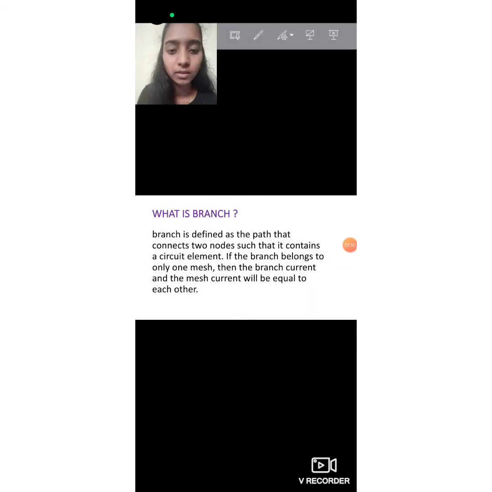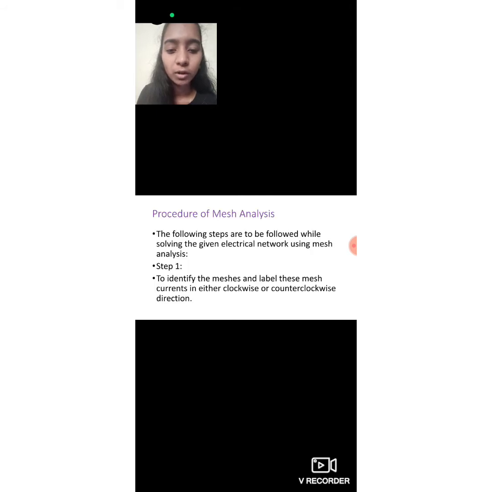What is a branch? A branch is defined as a path that connects two nodes such that it contains a circuit element. If the branch belongs to only one mesh, then the branch current and the mesh current will be equal to each other.